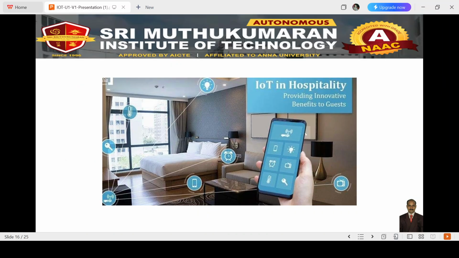And another application is IoT in hospitality. It provides innovative benefits to the guest. See, like in a mobile phone, if you have the various controls to switch on, switch off the lights as well as the screen curtain movements, and the door lock systems, and alarms, smart alarms also, and smart TVs. Everything can be controlled remotely using the technology called IoT.